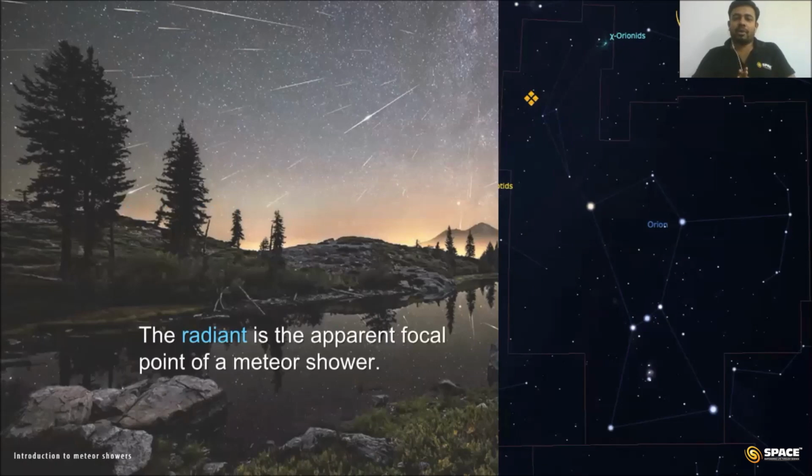The radiant point is defined as the apparent focal point of the meteor shower. The radiant point is where you can see the meteors, at different intervals of time, appear from a common point. On the right-hand side, you can see the Orion constellation. You can see a yellow mark here. This point is called the radiant point, in which the meteors appear to be originating from that point.